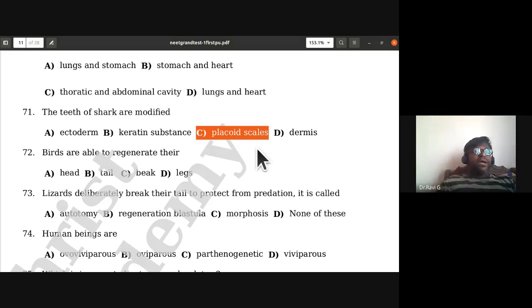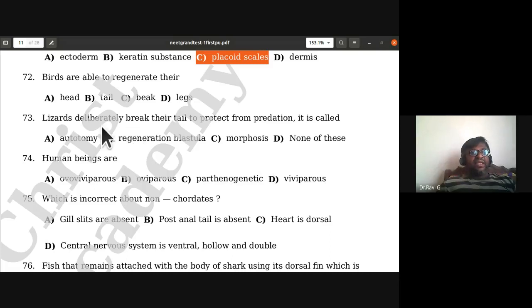Okay, birds are able to regenerate their head? No, it is not possible. Tail also, it's not possible. They are able to regenerate their beak. In case of birds, the jaws are drawn into the beak. Okay, they are able to regenerate their beak. 72nd, C is the answer.